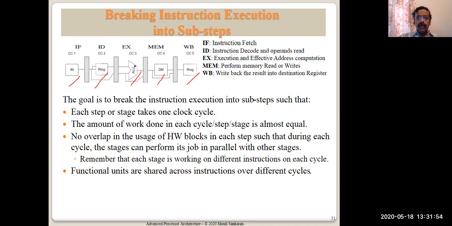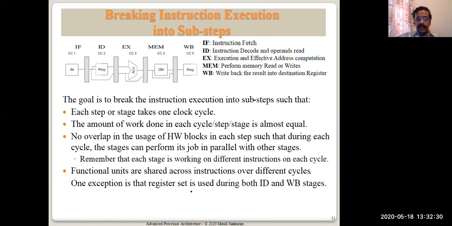Now, what is the functional unit? I am talking about the ALU as a functional unit. It is being used across different instructions over different cycles. In one cycle it will perform an add operation, in the next cycle it will perform an AND operation, and in the third cycle it may do some other operation. So the same block is used for different purposes during different cycles for different instructions, right? Because which instruction is coming in, we don't know. Based on that, it will behave.